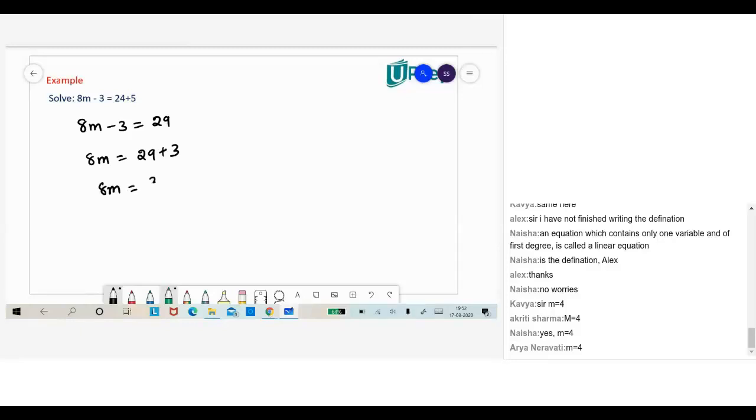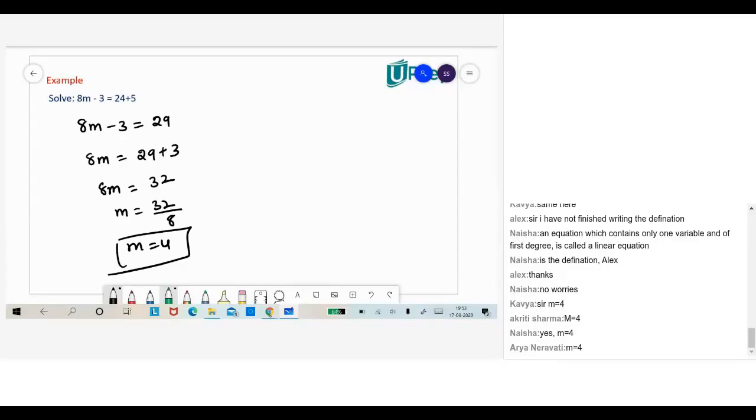What is m? Obviously 32 by 8. What is that? 8 fours are 32. So what is the value of m? It is 4. Simple example to take. How will you find the solution of a linear equation? It is finding the value of that variable which satisfies the equation.